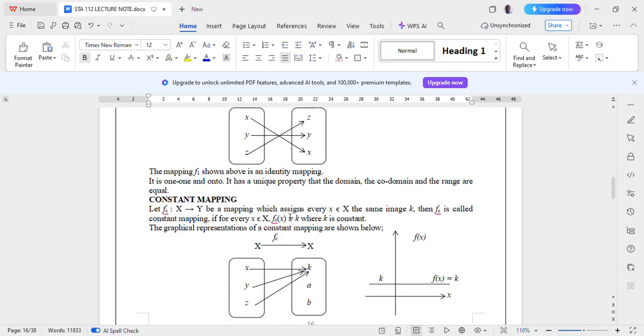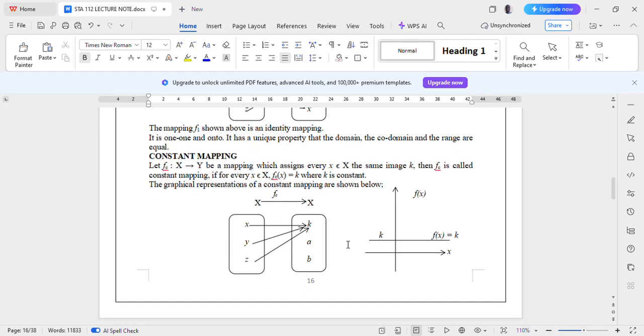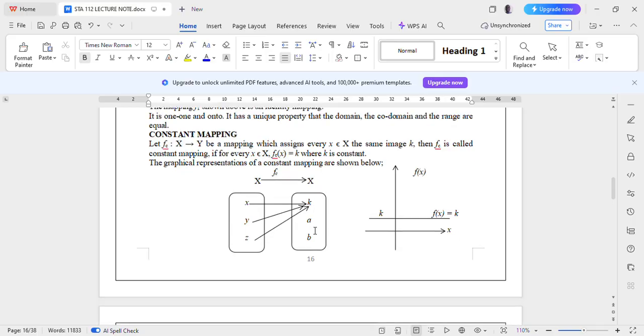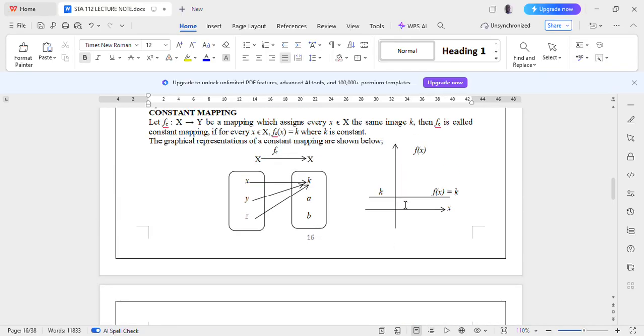A constant mapping assigns every element in X the same image K. So f is called the constant mapping if f of x is equal to K for every element in X, where K is the constant. This is a graphical representation of a constant mapping. Look at it. f of x is equal to the constant. That is, all the elements in the domain have just one image, which is the constant.